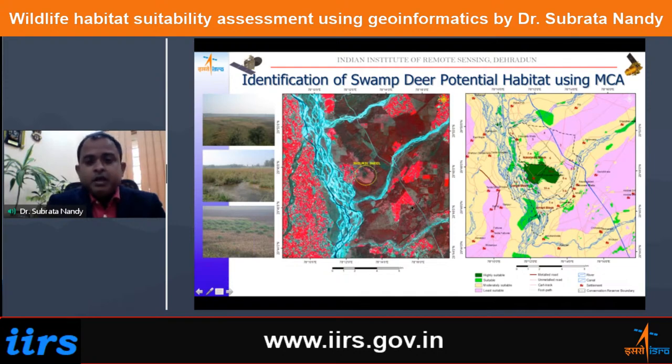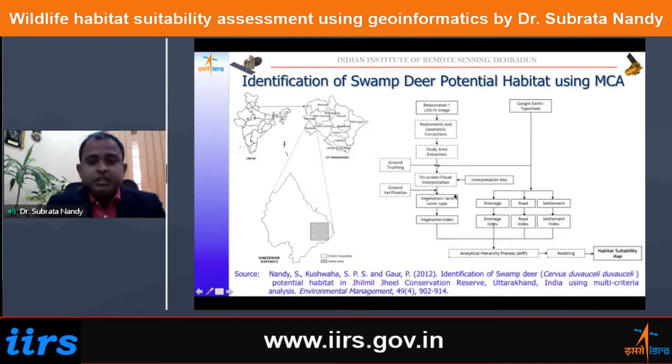First of all, the vegetation land use map was prepared, and then from Google Earth and also using topography, the drainage, road, and settlement layers were generated. Now here you can see distance from drainage, distance from road, and distance from settlement. In this case, let's say swamp deer, the potential habitat would be away from the road and settlement and near to the drainage.